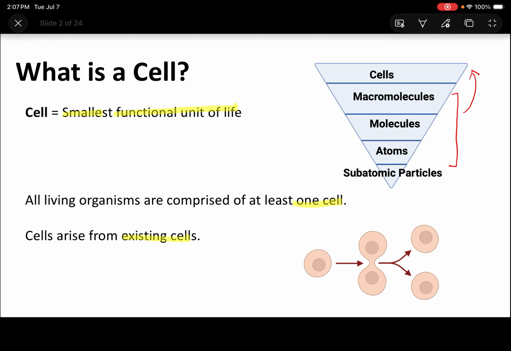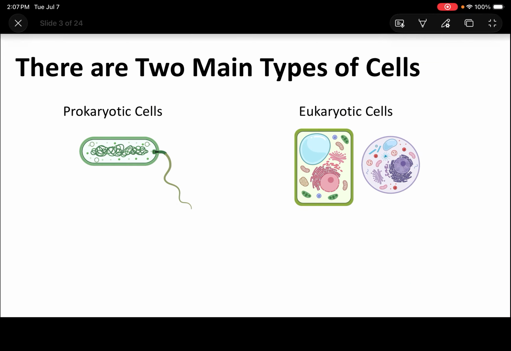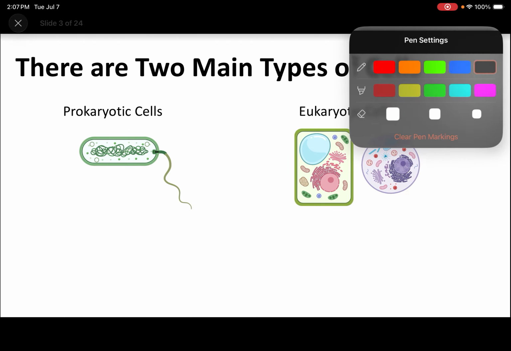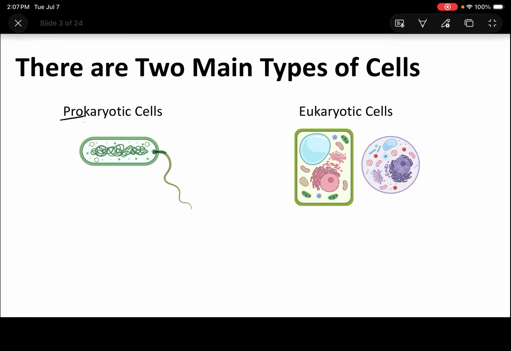Now there are 2 major groups that we put cells into, and there are some distinguishing features about these 2 groups that are important for you to understand. These 2 groups are called prokaryotic cells and eukaryotic cells. So prokaryotic cells, if we look at the name, prokaryote, means before the nut. And you might be like, well, what is the nut in this case? It means nucleus. So prokaryotic cells, evolutionarily, do not have a nucleus.